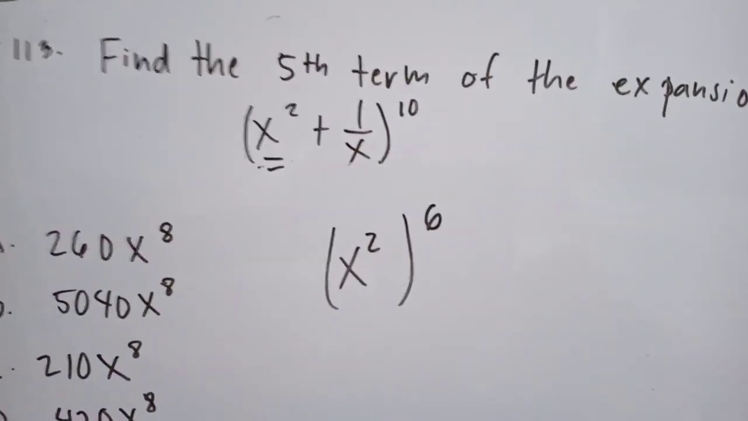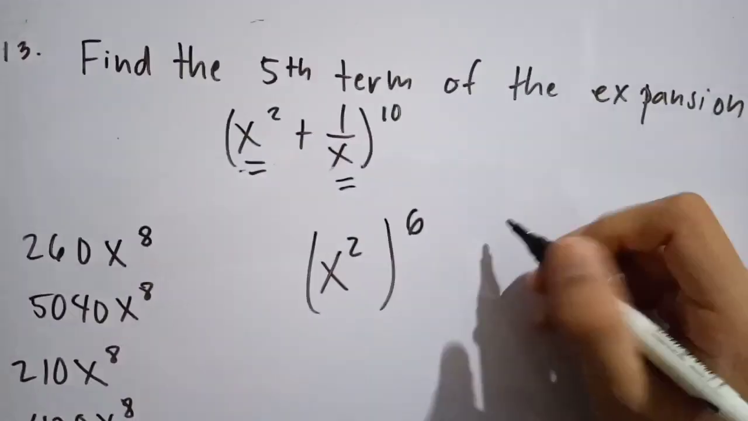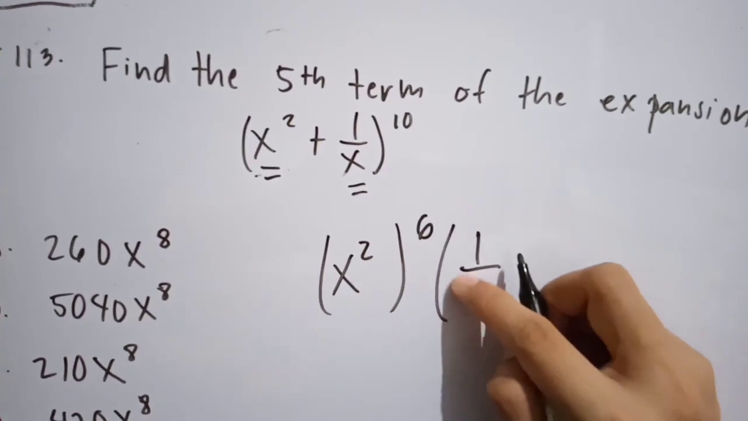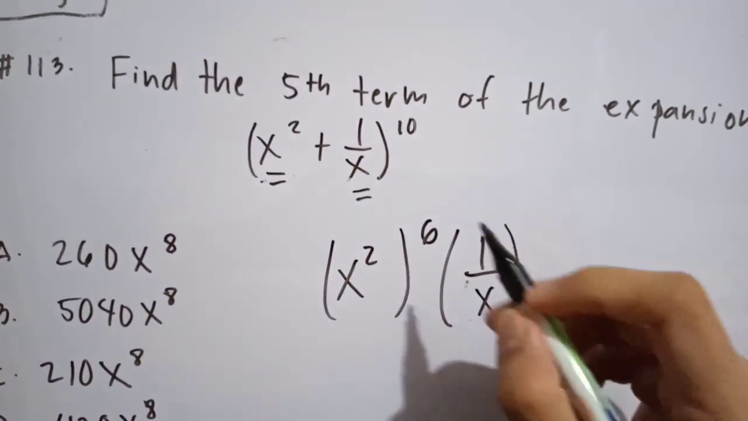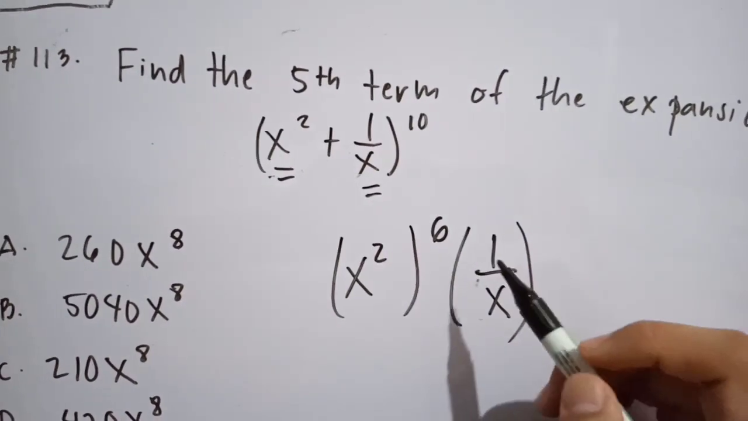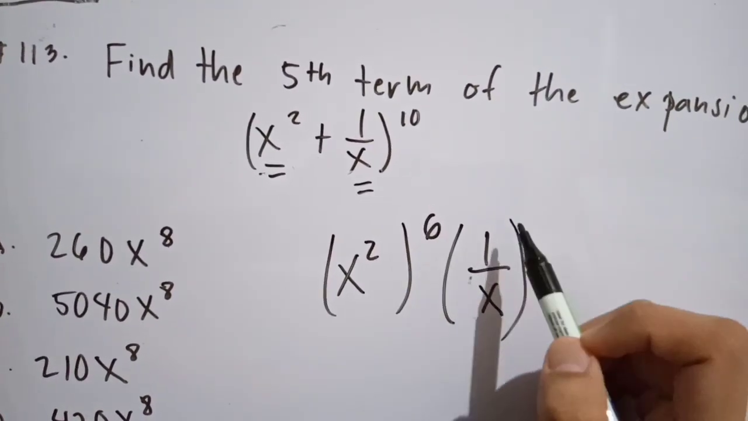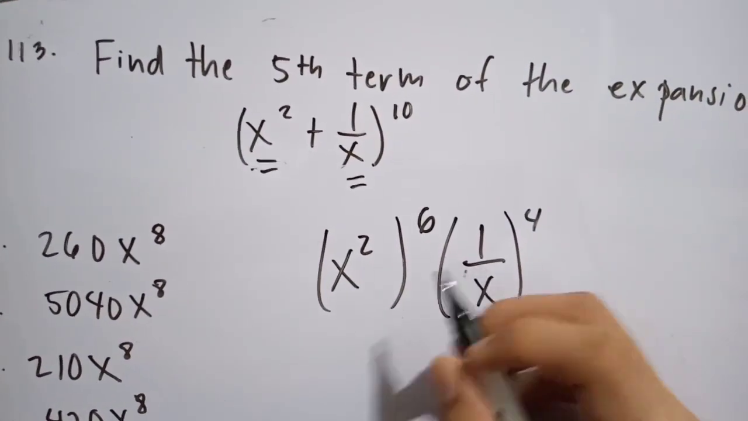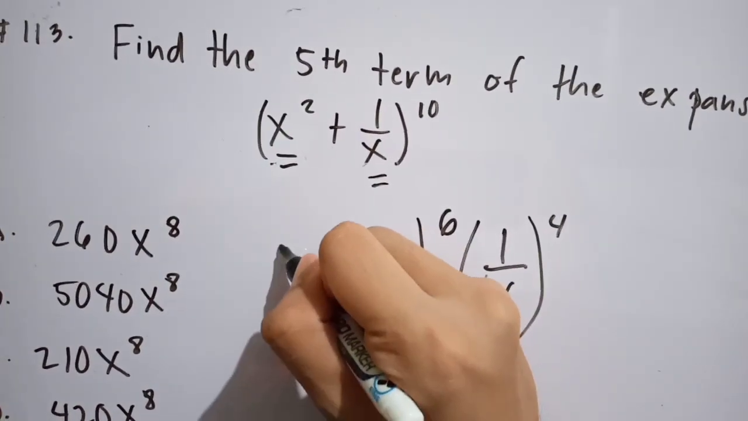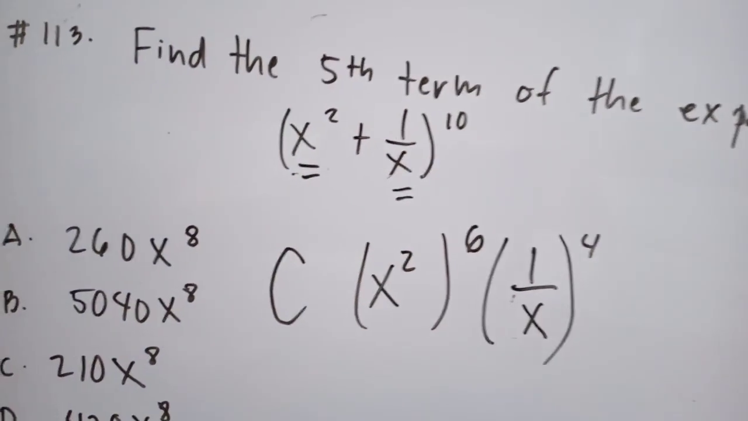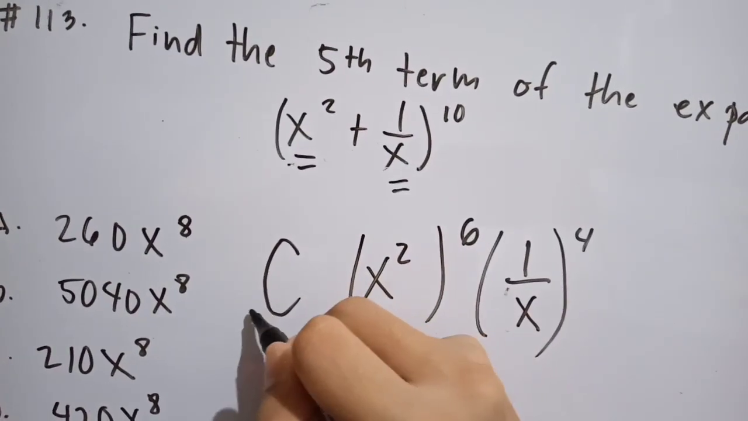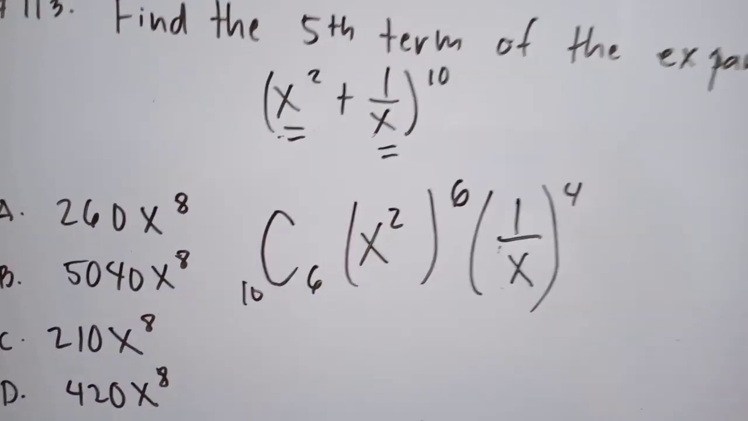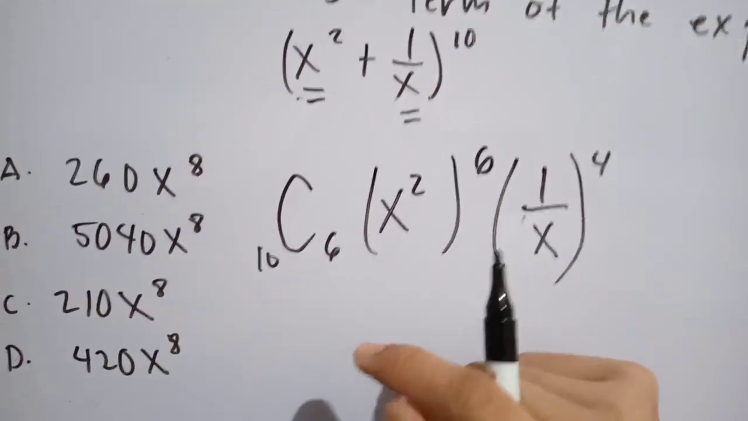Tapos yung pangalawang term natin dito, 1 over x. Ima-minus mo lang, 10 minus 6. Kasi ang sum dapat ng exponent ng mga to ay parating 10. So 10 minus 6 ay 4. So ganyan parati. Tapos meron tayong combination dito. Meron tayong constant, which is the combination of 6, or yung n pala, 10 combination 6. Or 10 combination of 4, parehas lang.